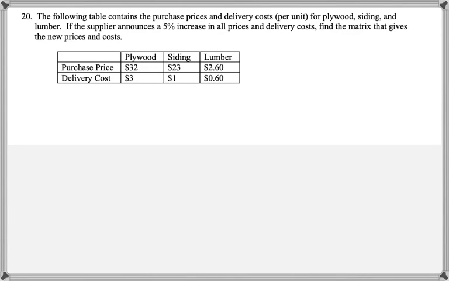The following table contains the purchase prices and delivery costs per unit for plywood, siding, and lumber. If the supplier announces a 5% increase in all prices and delivery costs, find the matrix that gives the new prices and costs. So we have a table of information here, and I'm going to enter that into my matrix A.